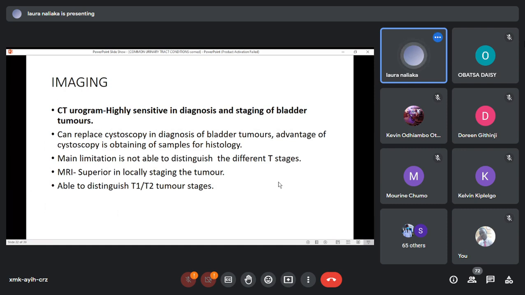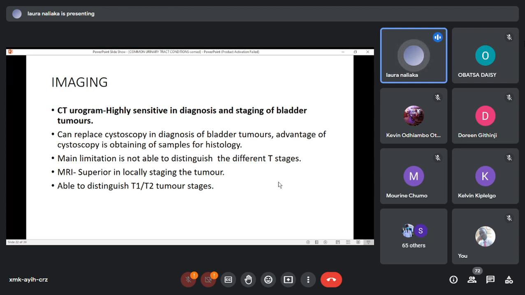CT scan is highly sensitive in diagnosis and staging of bladder tumors. It can replace cystoscopy in the diagnosis of bladder tumor. The only advantage of cystoscopy is that you can obtain samples for histology, whereas with CT you cannot sample to get the histological type.